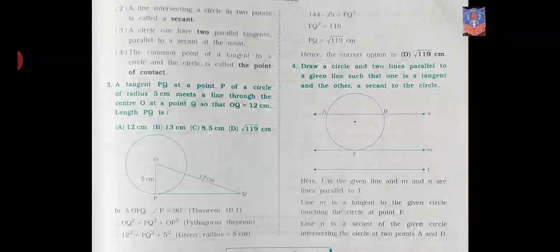Now question 3. These are all simple questions. I can explain to you very easily. What is given? It is an MCQ, a multiple choice question. A tangent PQ at a point P to a circle of radius 5 centimeter meets a line through the center O at a point Q so that OQ equal to 12 centimeter. Then length PQ is how much?